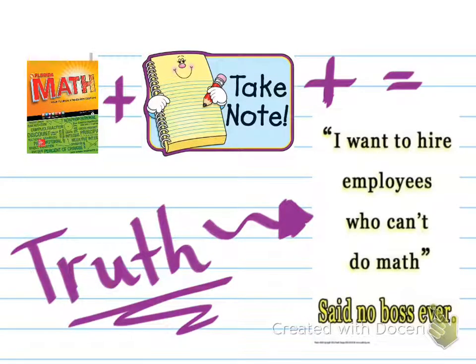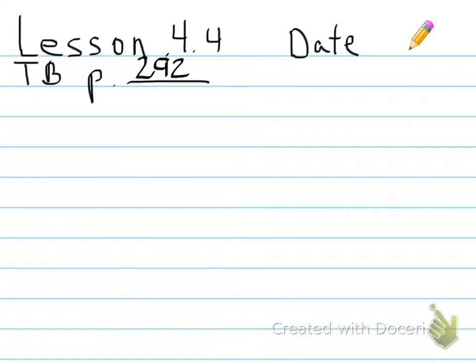Note you need your green hardback textbook. This is where you take notes, so you need notebook paper and pencil. Alright, notice the little funny there. Moving on. Don't forget you should be dating and titling the page as we move through in your notes. Remember, the little pencil icon is a reminder to you that you need to write this down. So beginning lesson 4.4, today's date, textbook, we are on page 292.